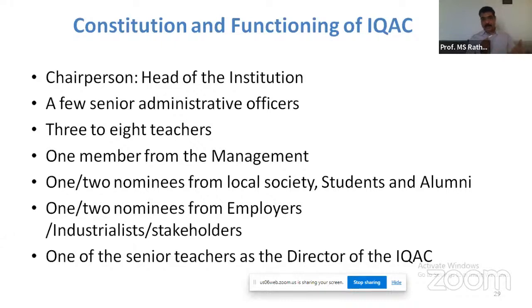In this whole composition, the IQAC itself represents the involvement of all the stakeholders. Here you see the alumni are there, students are there, local society persons are there, the person from the management is there, faculty members are there, administrators are there. So the IQAC would be looking into the various aspects, collecting the feedback, doing analysis, holding meetings and making strategies, implementing them, assessing them, and taking further feedback if further improvement is required. The whole process would be conducted by the IQAC.